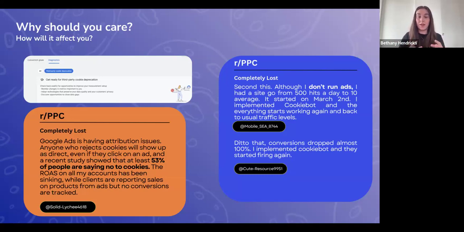So the number one thing for marketers is that you won't be able to advertise properly. And that's huge, right? This is monumental.